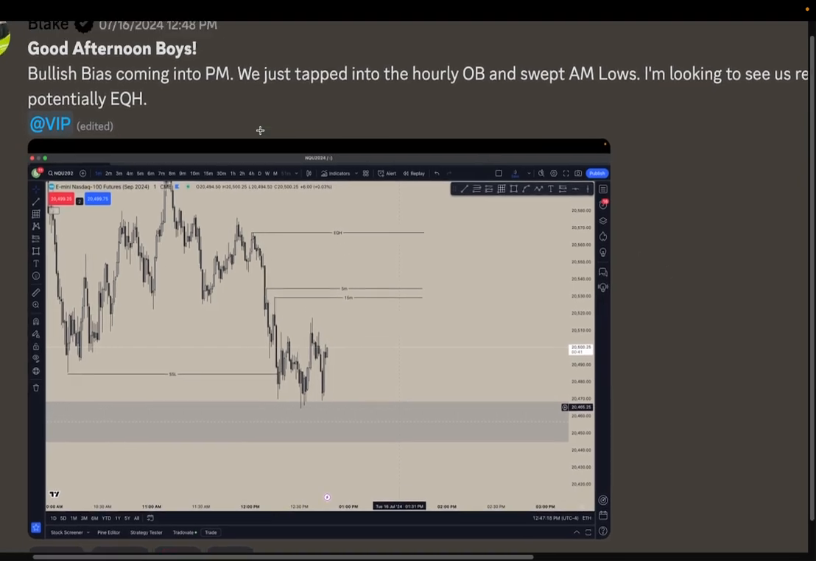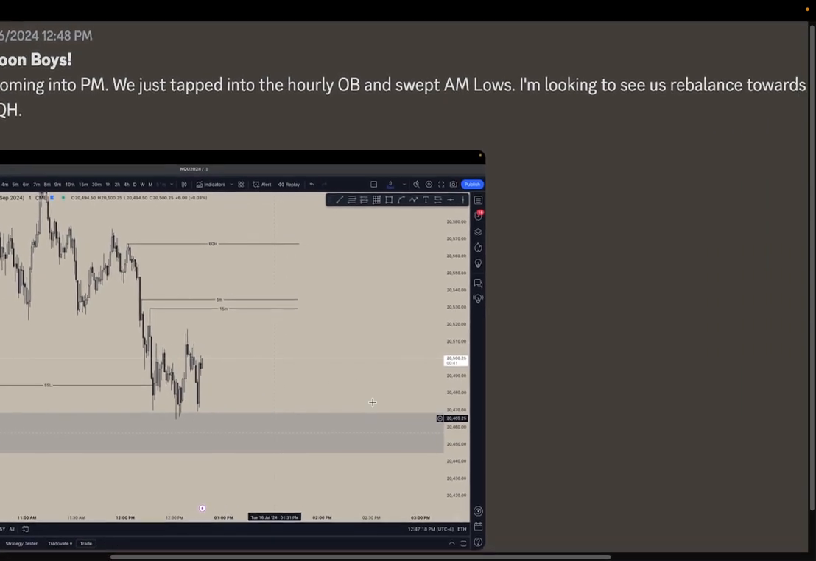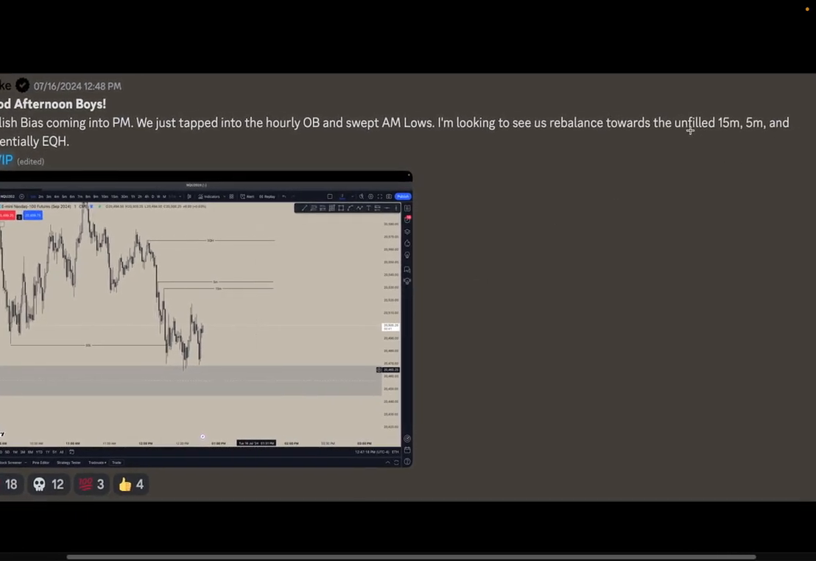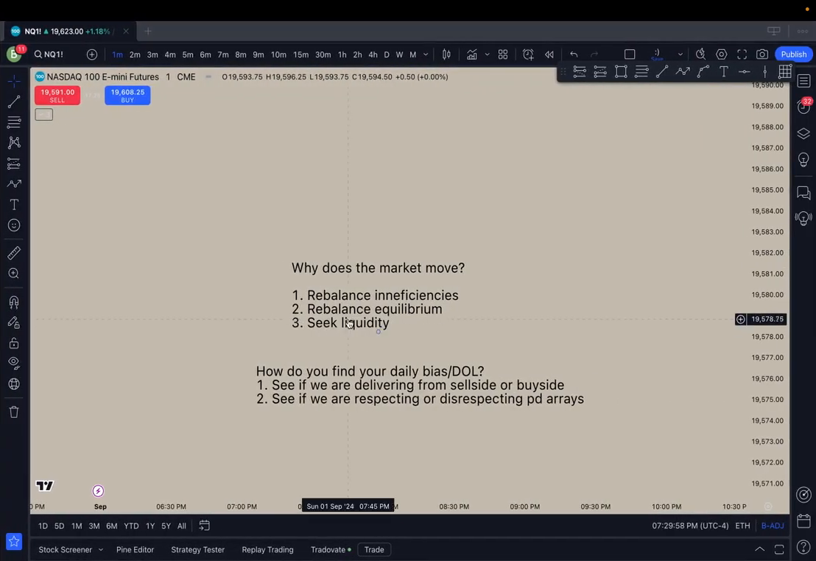So again, bullish bias, we just tapped into this hourly order block, okay? So we are respecting bullish PD arrays and we are delivering from sell side liquidity again, right? Delivering from time-based liquidity, AM lows, and I'm looking to see us rebalance towards unfilled 15-minute, 5-minute, and potentially equal highs, right?